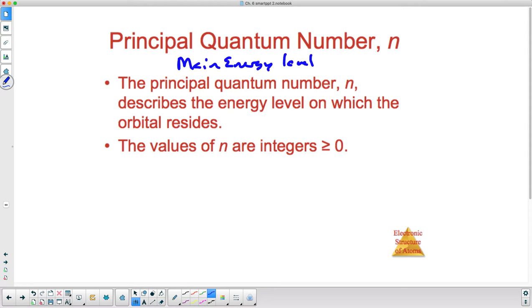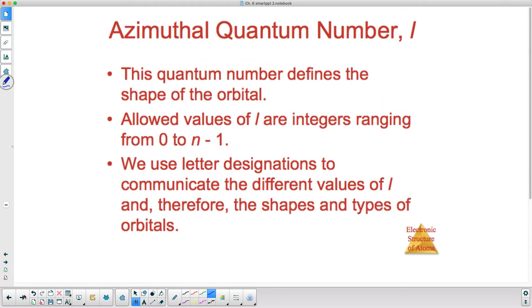The value of n is an integer larger than 0. So 1, 2, 3, 4, theoretically it could go into infinity, but it goes up to 7 for us. The next one is the azimuthal quantum number. I didn't just make that name up, although it looks like I did. Basically what we're talking about are sublevels. You know what sublevels are. They are the s, the p, the d, and the f. So those are the sublevels along with the shapes.